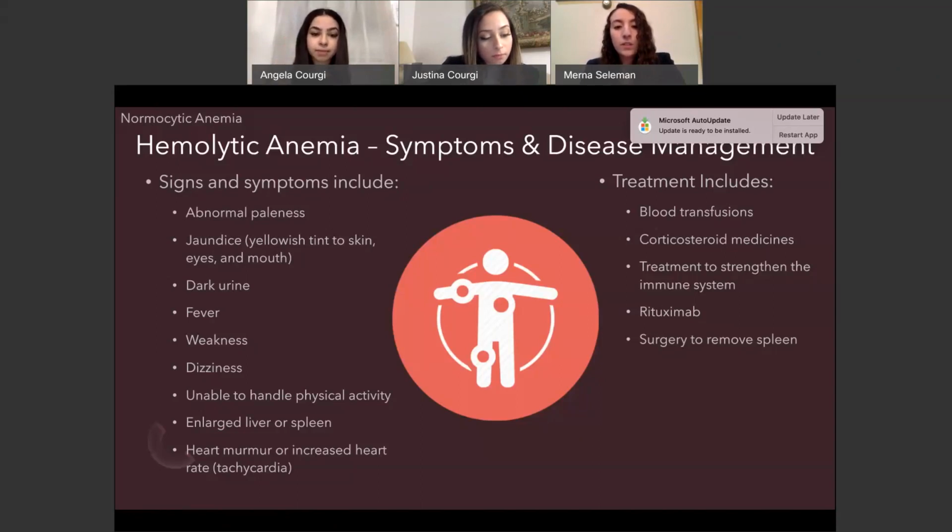Treatments are very specific to the type of hemolytic anemia present and also catered to that specific person, but some common treatments include blood transfusions, corticosteroid medicines, and treatment to strengthen the immune system. In severe cases, treatments include surgery to remove the spleen or medicine to reduce the strength of the immune system.